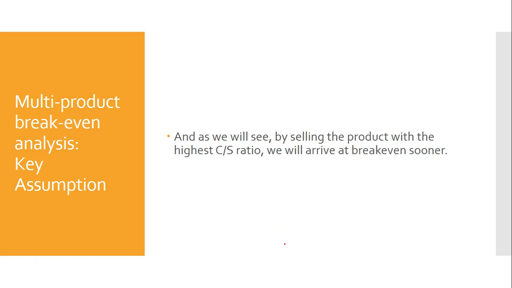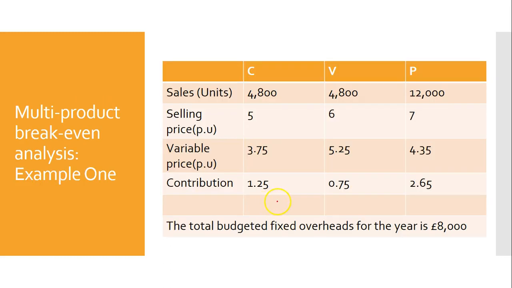Eventually, like I say, we're going to come back to this scenario where we look at things and argue that probably most organizations will try and sell the product with the highest C over S ratio, and we'll probably rather break even sooner. But for now, we will carry on with this idea of trying to find what this average is, because again, remember, the break-even chart really is a line, isn't it? So the issue really is about looking at that relationship between profit and volume. So trying to find an average is a good idea.